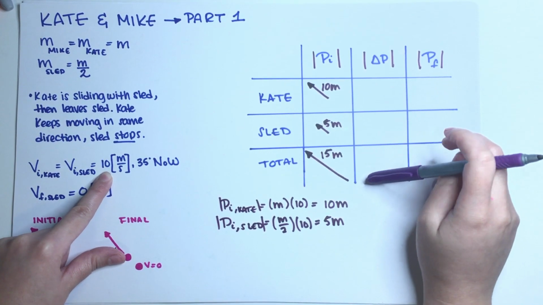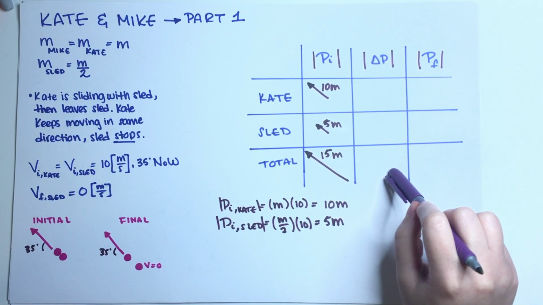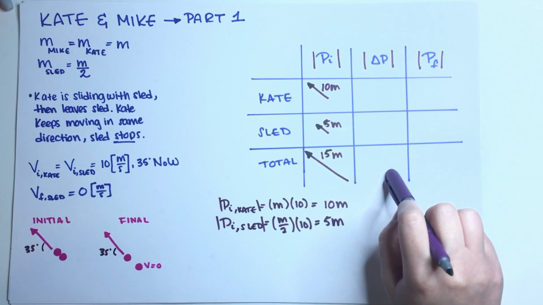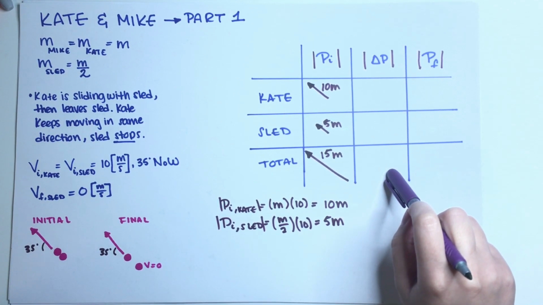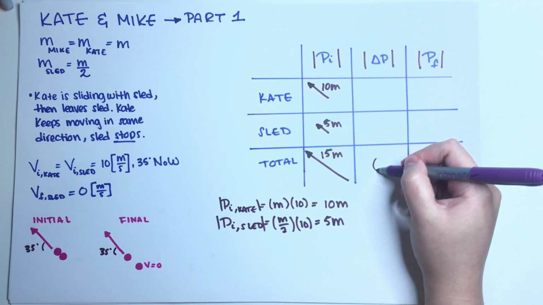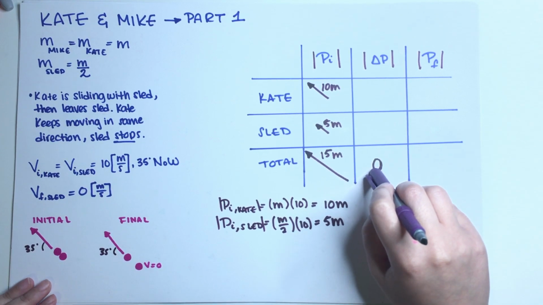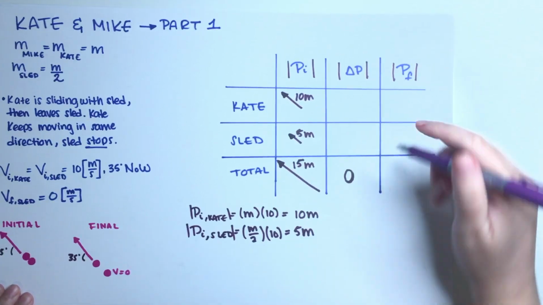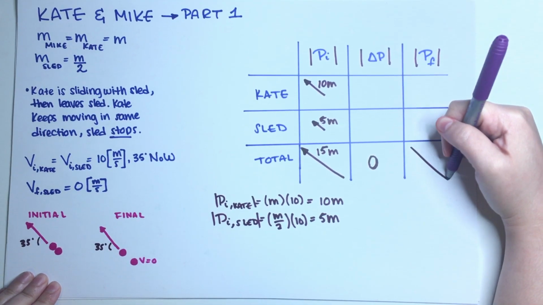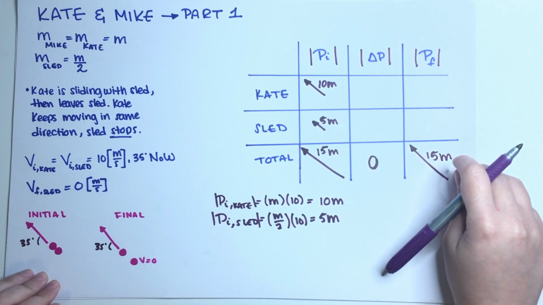m momentum. Now, remember that for this part over here, the total change in momentum for the system is reserved for external forces. And this problem is saying that we need to assume that the lake is frictionless. So because we don't really have any external forces acting on this problem, we're going to put a 0 over here. And now remember that the rules of the momentum chart say that all of the rows have to add up. So if there are no external forces, momentum is conserved on the system. So we're just going to write a 15 magnitude over here.